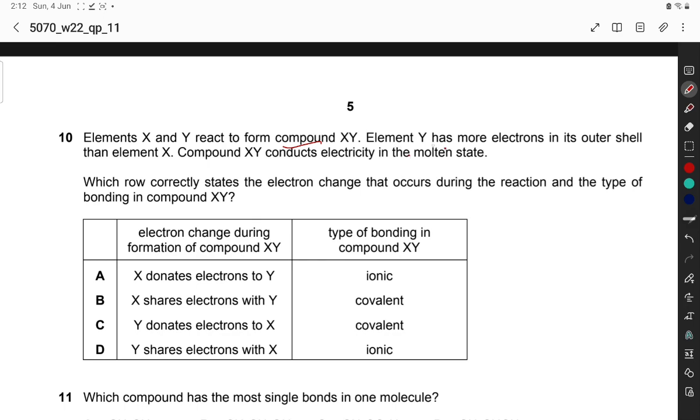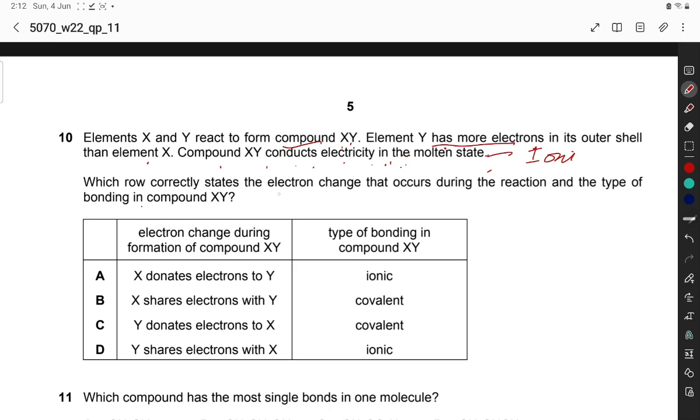Element X and Y react to form compound XY. Element Y has more electrons in its outer shell than element X. XY is formed. Compound XY conducts electricity in the molten state. It means XY is an ionic compound.